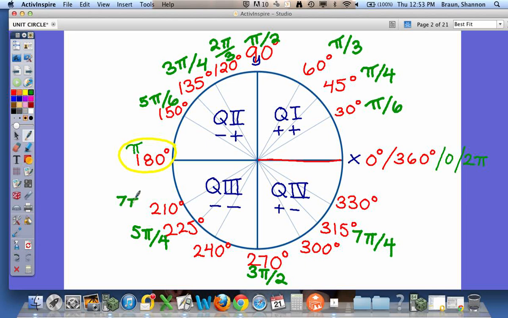7 pi over 6 at 210 here, can't reduce that. 8 pi over 6 would reduce to 4 pi over 3. Nine pi over 6 reduces to 3 pi over 2. 10 pi over 6, this one's a little weird to reduce, but that would reduce to 5 pi over 3. And then 11 pi over 6. And then we're back at 12 pi over 6, which is the same as 2 pi.